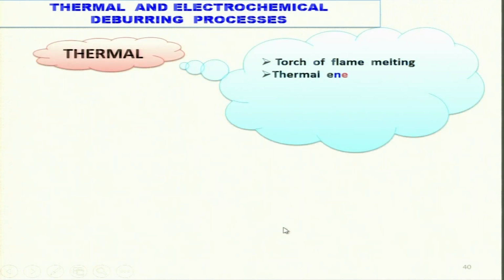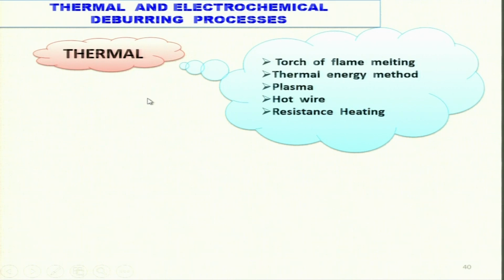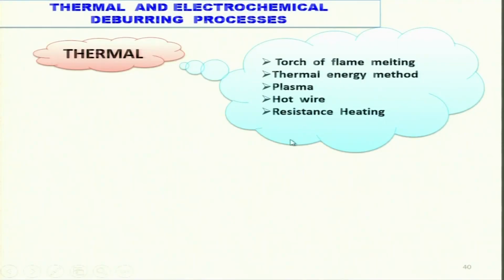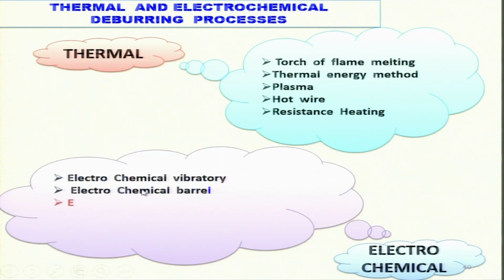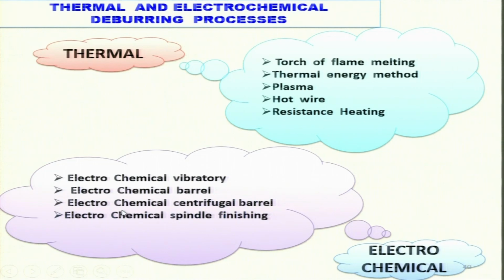Thermal and electrochemical deburring processes. Thermal processes, as I have already mentioned to you, burrs are of very small cross section, very thin, and may be micro or macro, depending upon the size of the burrs. You can use the thermal process. Torch or flame is used for melting, and it quickly melts because they are very thin. Thermal energy method, plasma, hot wire, resistance heating, etc. can be used for this particular purpose. Then you have electrochemical that we are going to discuss: electrochemical vibratory, electrochemical barrel, electrochemical centrifugal barrel, electrochemical spindle finishing.